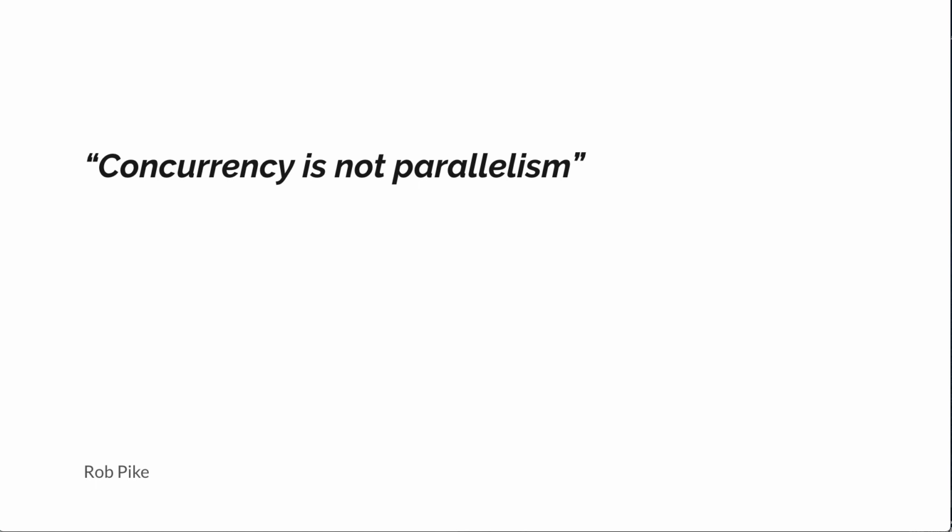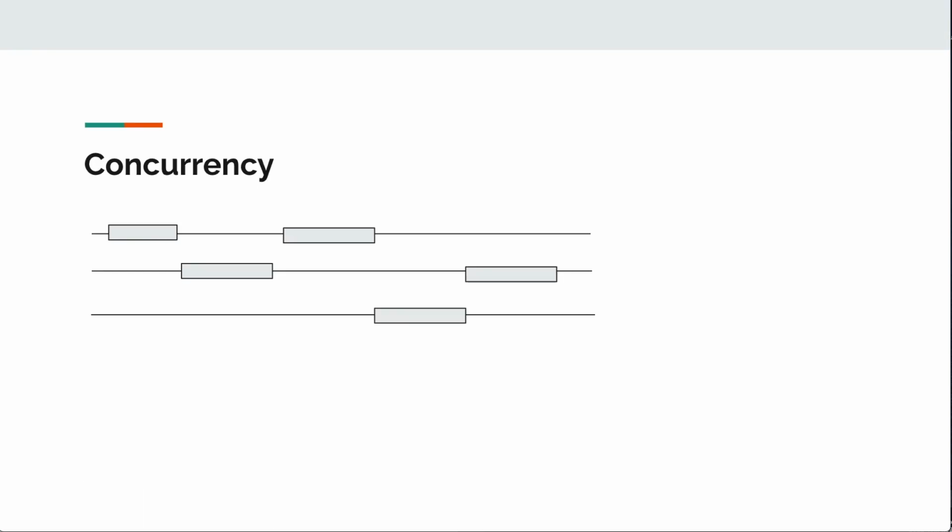Concurrency is not parallelism. This was made famous by Rob Pike, one of the original designers of Golang. So what is concurrency? Concurrency is when you have multiple tasks that need to complete, but they do not overlap in time. As you can see, these tasks don't overlap; one stops before another one starts and resumes.